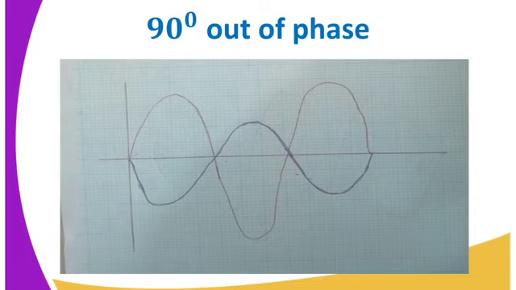Reason being, the amplitude is half the amplitude of the original wave. The two waves have the same frequencies, and they are traveling in different directions. So that is when we say that a wave is 90 degrees out of phase.